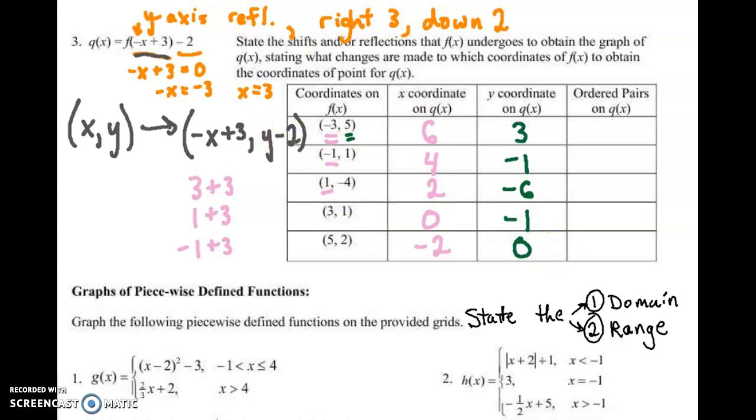So then we can conclude our ordered pairs for q of x are 6, 3, your x-coordinate, y-coordinate. 4, -1. 2, -6. 0, -1, and this last one, -2, 0.